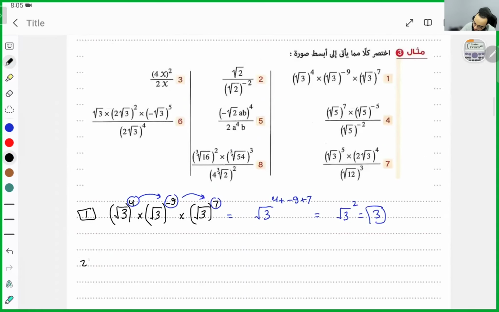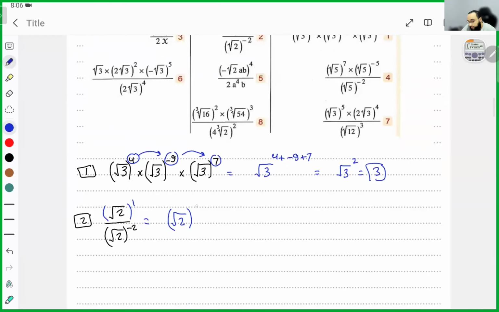Root 2 power of 1 over root 2 power of negative 2. You can subtract the powers. It's a division question, so we are subtracting. With multiplication, we are adding. With division, we are subtracting. It's 1 minus negative 2, which is 3. Then it's root 2 power of 3, which is 2 root 2.